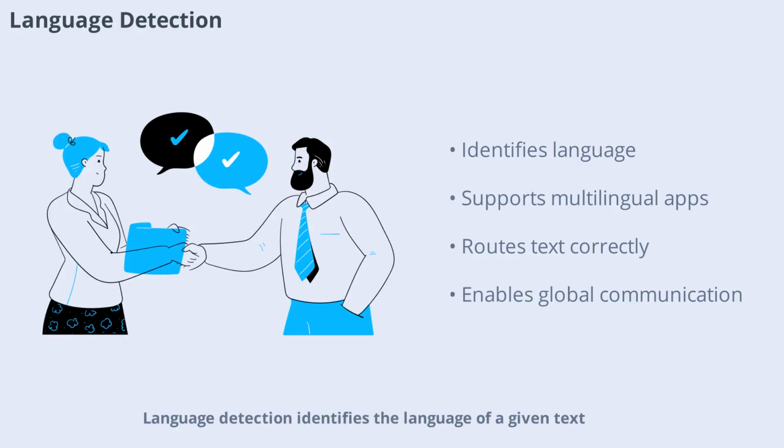Language detection identifies the language of a given text. This is essential for multilingual applications, enabling systems to route text to the appropriate processing pipeline. Language detection uses statistical models and language-specific features to accurately classify text, supporting global communication and content delivery.